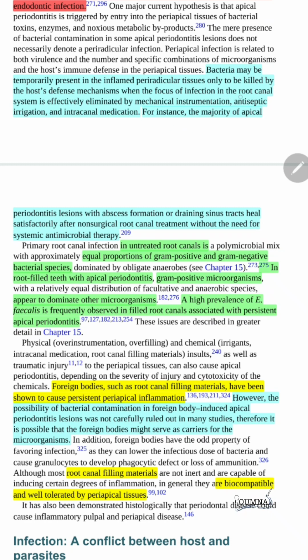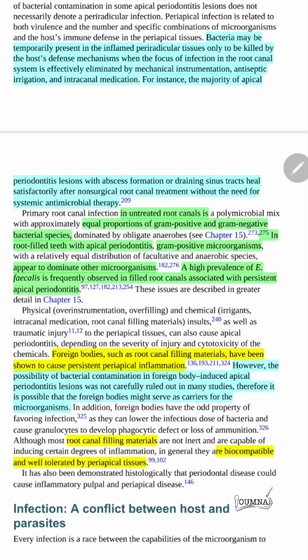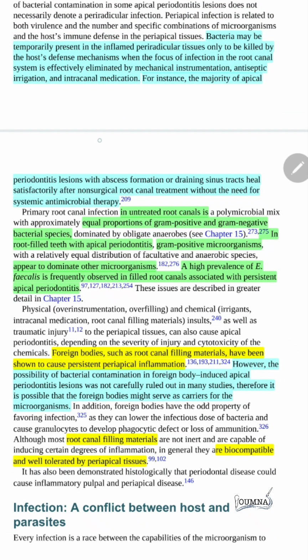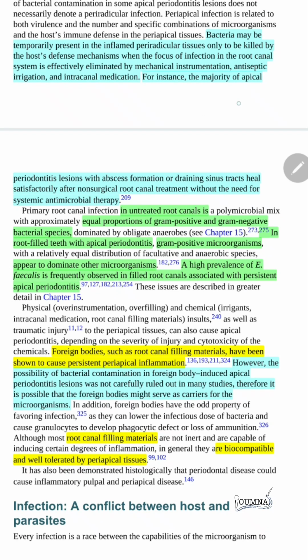So when we remove the infection in the root canal system, the immunity can deal with the infection around the apex in the periradicular area. And we usually do not need to prescribe any antimicrobial therapy.